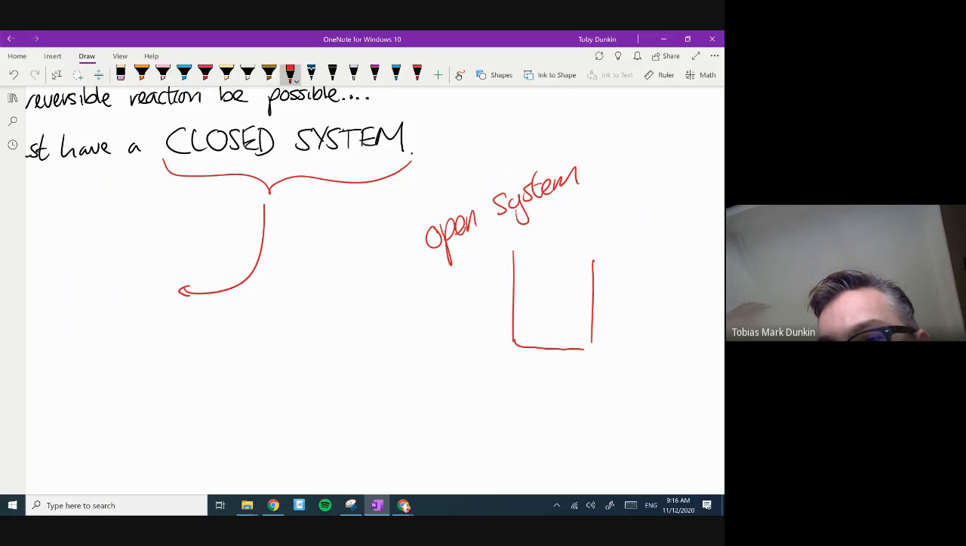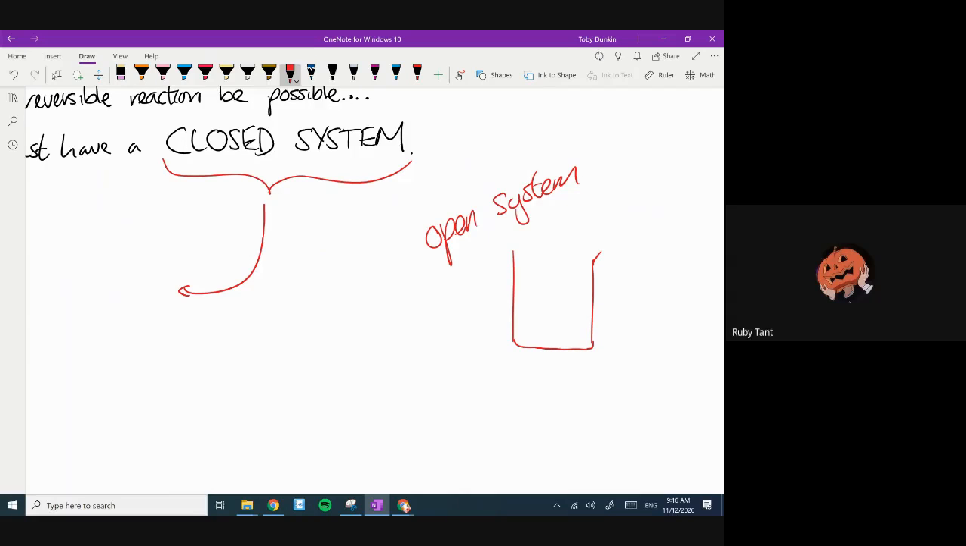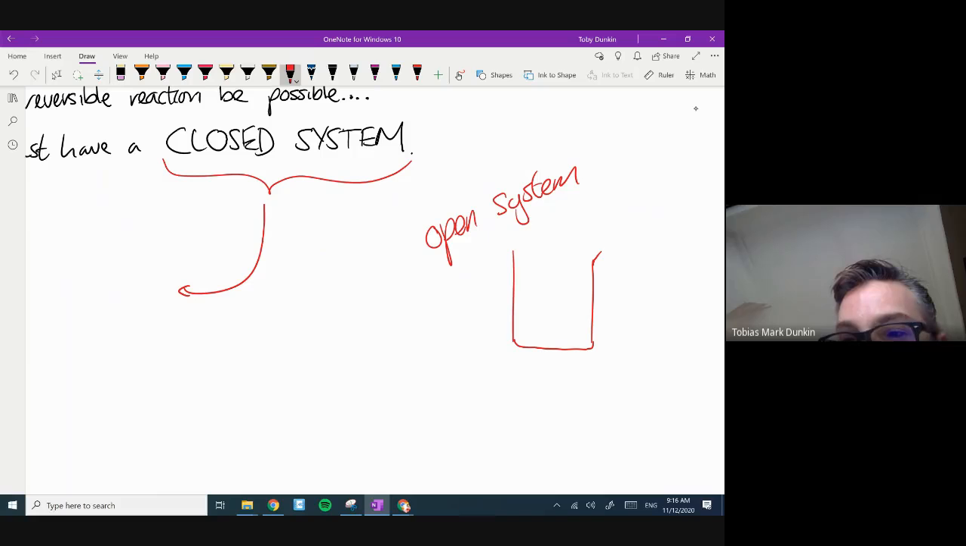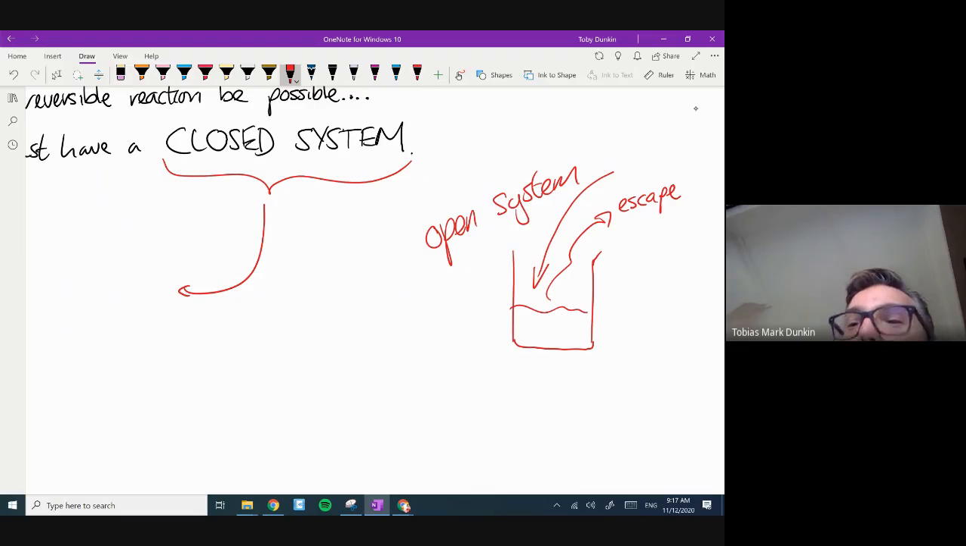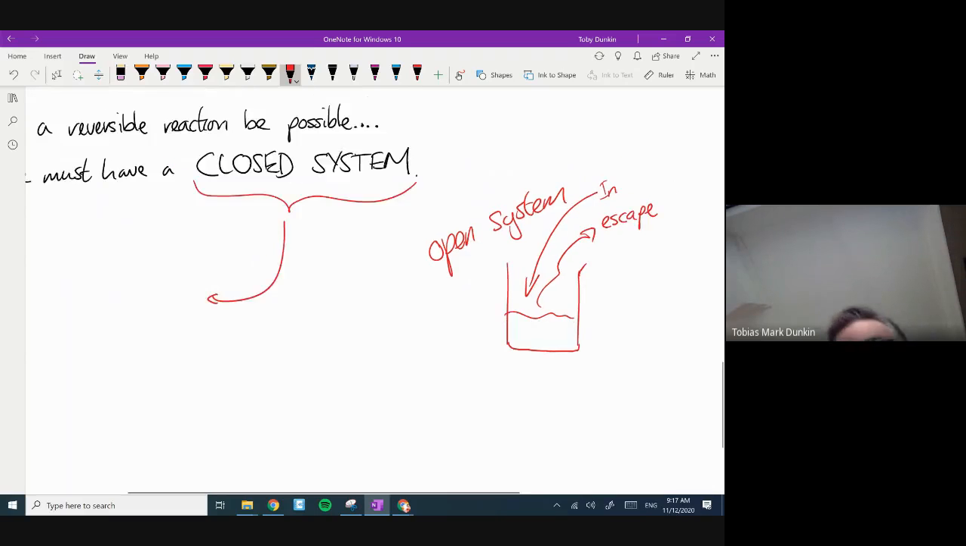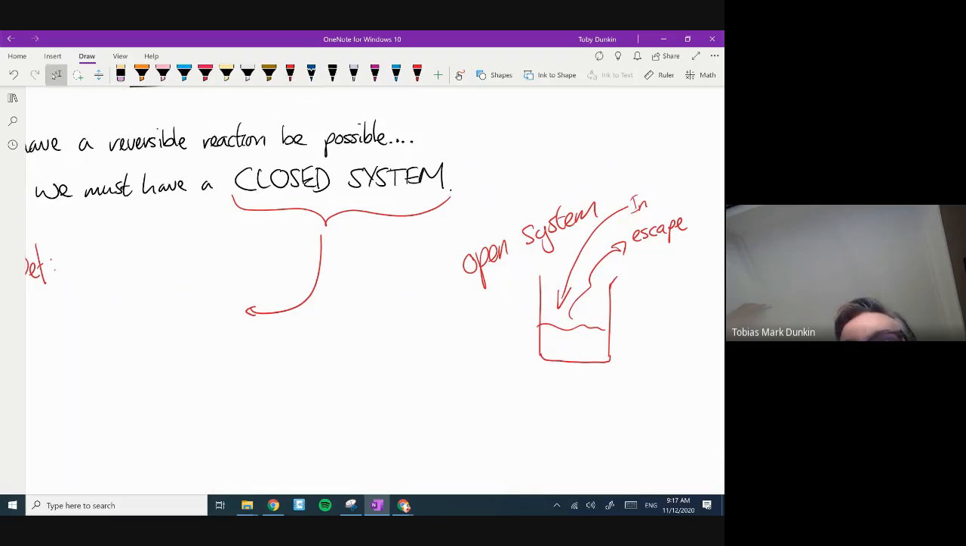Ruby, why is it considered to be open? It's open to the air. I like it. Because if we've got a reaction, stuff can escape. Not only stuff can escape, what else could also happen, Ruby? I guess elements from the air could get into the reaction. Yes, well done. Stuff could get in. Stuff can escape and stuff can get in. That is not a closed system. That is an open system.